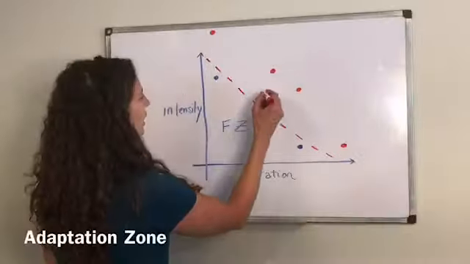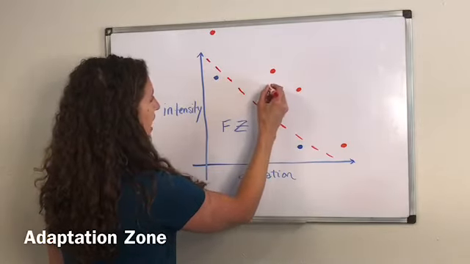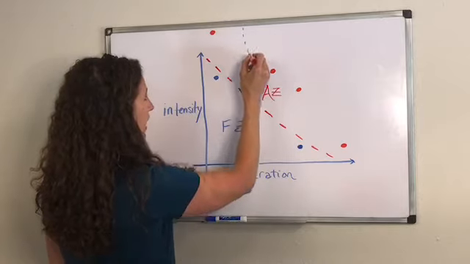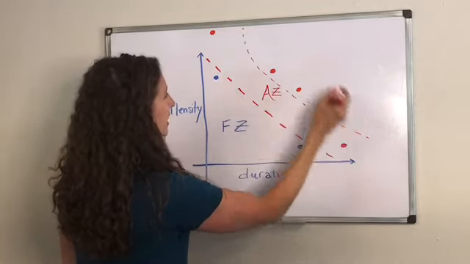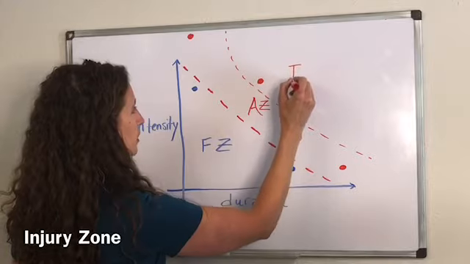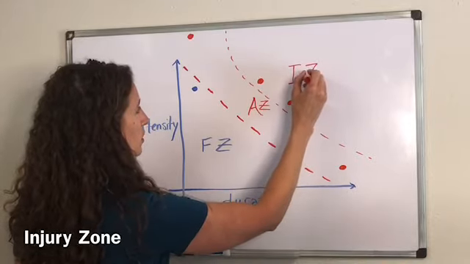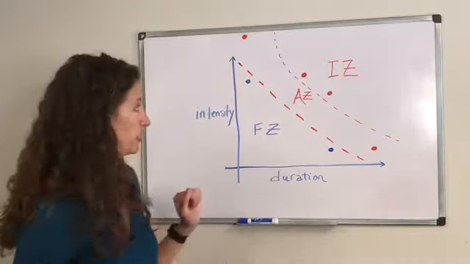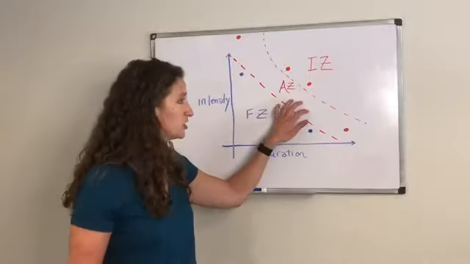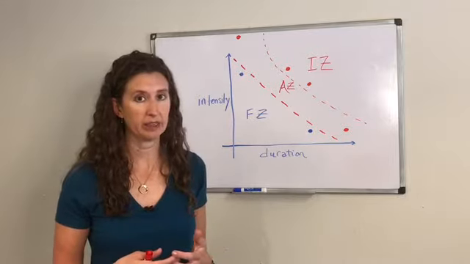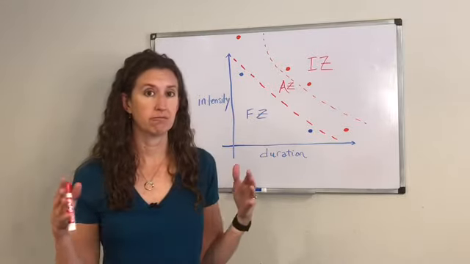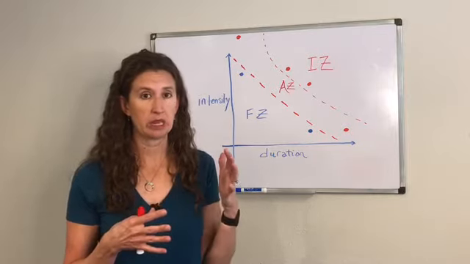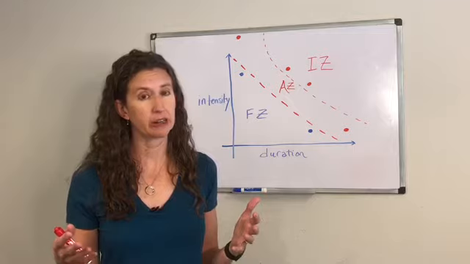The first zone is known as the adaptation zone. And the zone beyond that is known as the injury zone. You get pain in the adaptation zone and you get pain in the injury zone. In the adaptation zone, the pain is relatively mild and it resolves in a short period of time. That period of time might be a few minutes or a few hours. It could be a day or two.